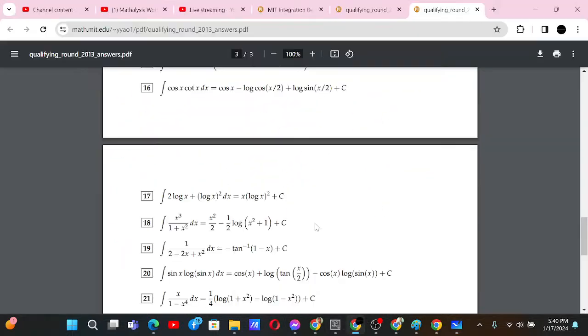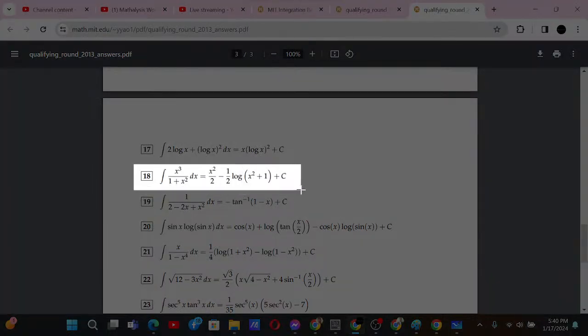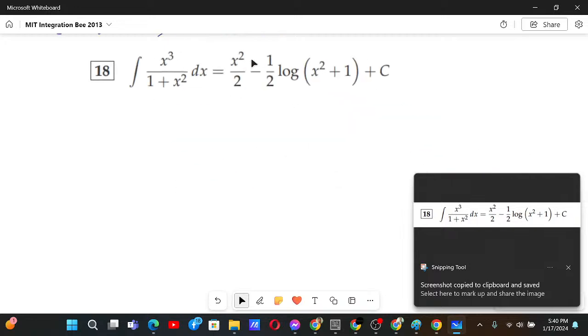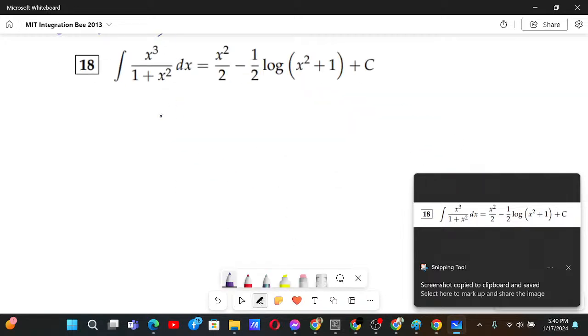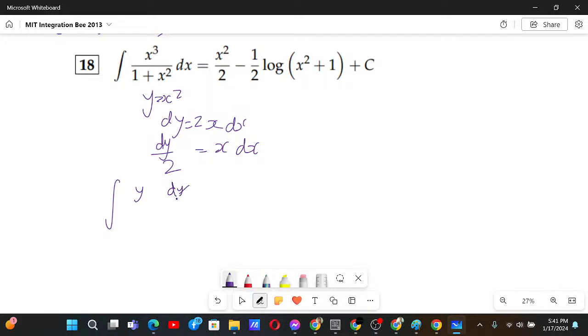These problems are not that hard. These problems are actually easy, not too easy, but somehow easy, and we are enjoying doing these problems. For this problem, what we can do is let y equal x square. That gives us dy equals 2x dx, and we will have dy by 2 equals x dx. And then this will be y dy by 2 by 1 plus y.